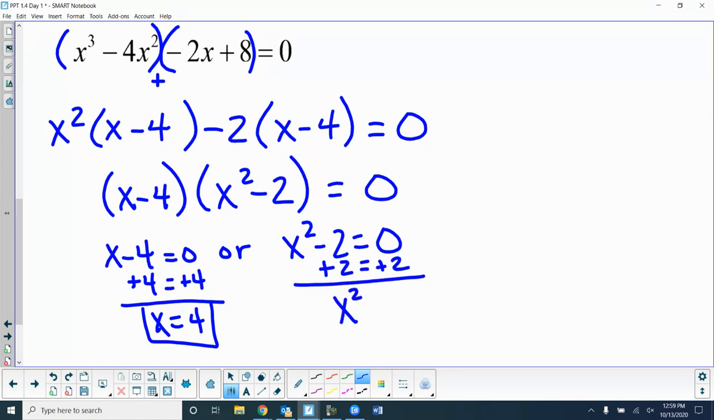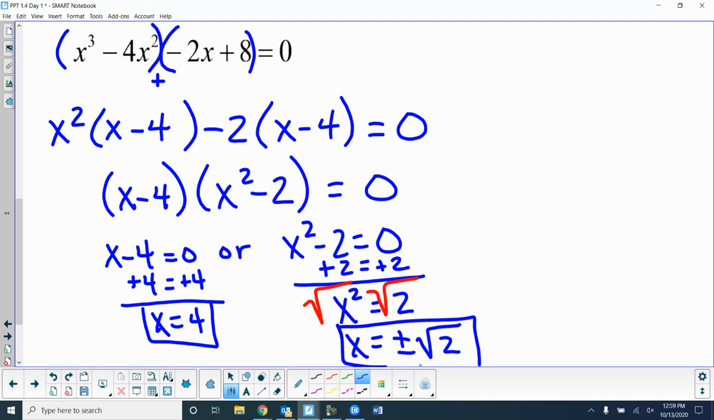Once I have the squared part alone, I can take the square root of both sides. So I get x equals plus or minus. So there's 2 answers there. So that's my total of 3. And the square root of 2 is just that, square root of 2. Those are all real answers. 4, positive square root of 2, negative square root of 2. So there's my 3, which I thought would happen when I first looked at it, right? Because the degree was 3.